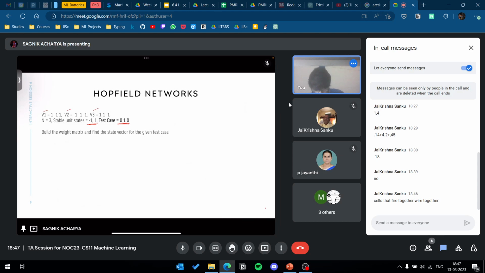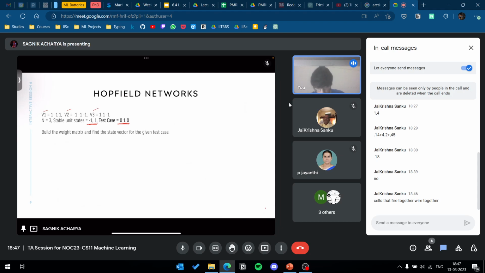So this stable unit states means that I am again assuming zero threshold. If the weighted input value comes out to be greater than 0, then the state goes to 1. If it is less than 0, then the state goes to -1, sorry.